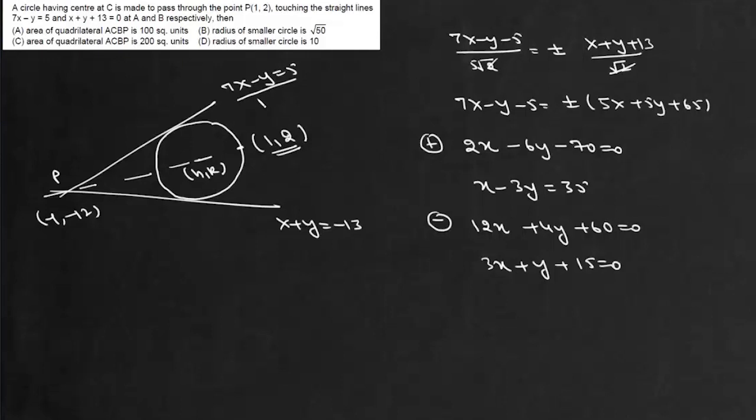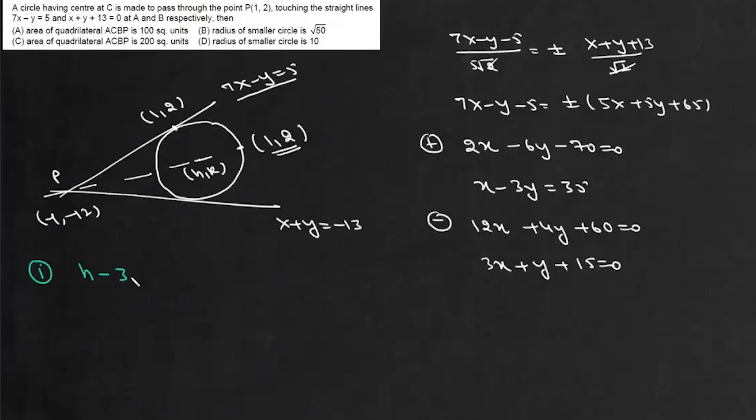Now, if you look at this line, 7x minus y equals 5, then this point 1, 2 satisfies this line. So this is 7 minus 2, which is 5. So that means this point 1, 2 lies on this line and this circle, and basically it is their contact point. So we'll have two such circles. We'll consider this first case, when the center lies on this line.